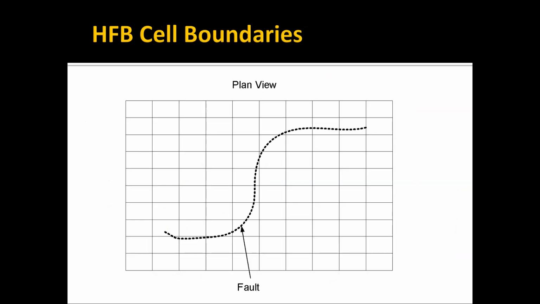So how do you simulate this using the HFB package? Let's suppose we had a fault that looks like this, and we're looking down from the top of our model in plan view. What you do is you then identify the cell edges, not the cells, but the cell edges that most closely correspond to that fault trajectory. And you're going to get a piecewise linear representation as it goes along these edges. And then you mark each of these edges as a separate entry into the HFB package.